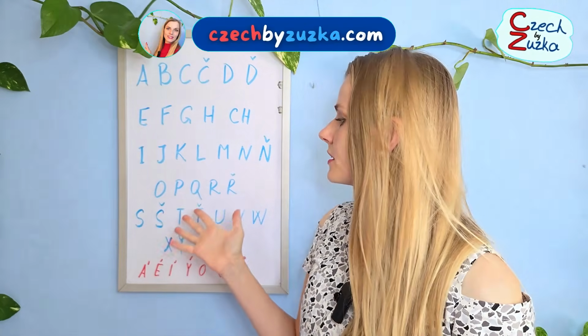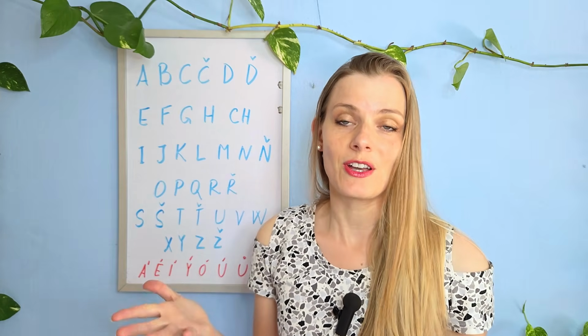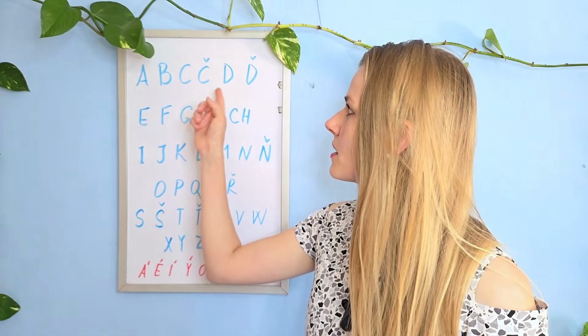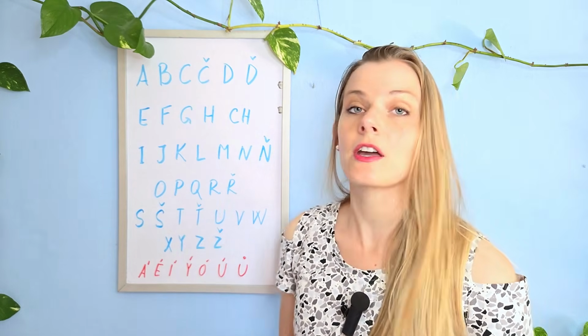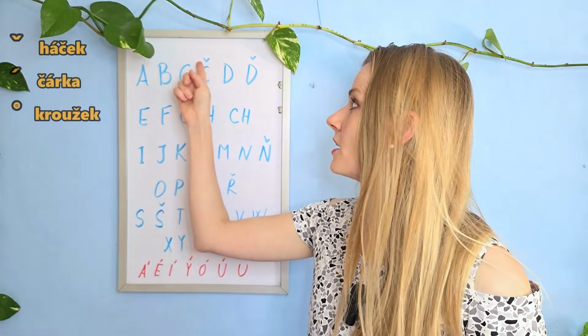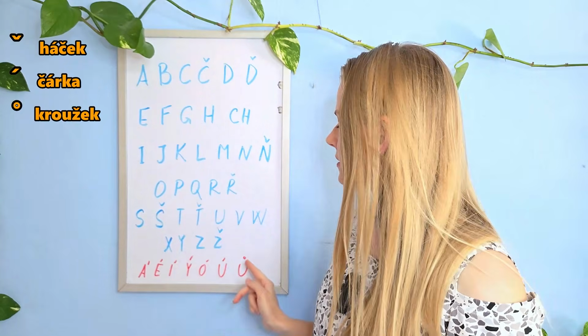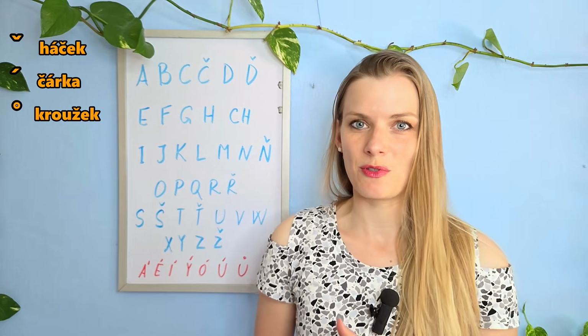This is the Czech alphabet, and at first glance you can see that it has a lot more letters than the English alphabet. That's because we have some letters with special diacritics. We have the Háček, Čárka, and Kroužek. I'll get back to those.